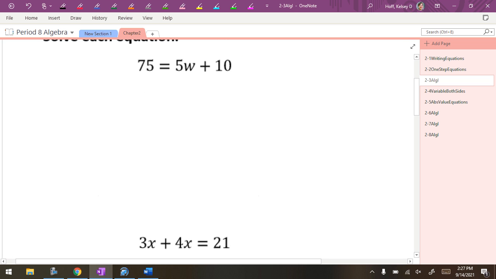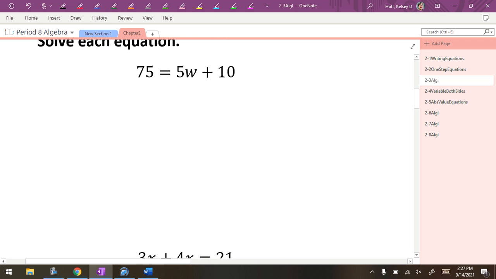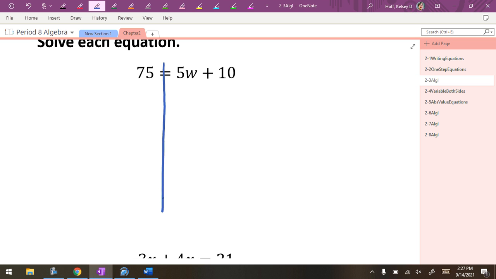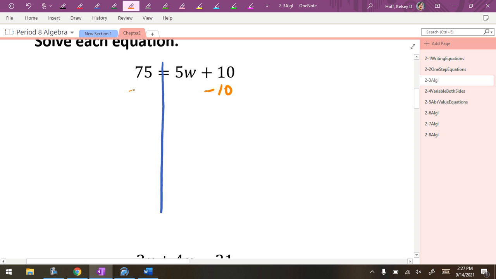Okay? Very first problem, 75 equals 5w plus 10. Draw your line through your equal sign. If I cover up 5w, listen to what I'm asking you. What do I need to get rid of? Positive or negative currently? It's currently positive, so to get rid of it, I would... Very good. Show me that on both sides.